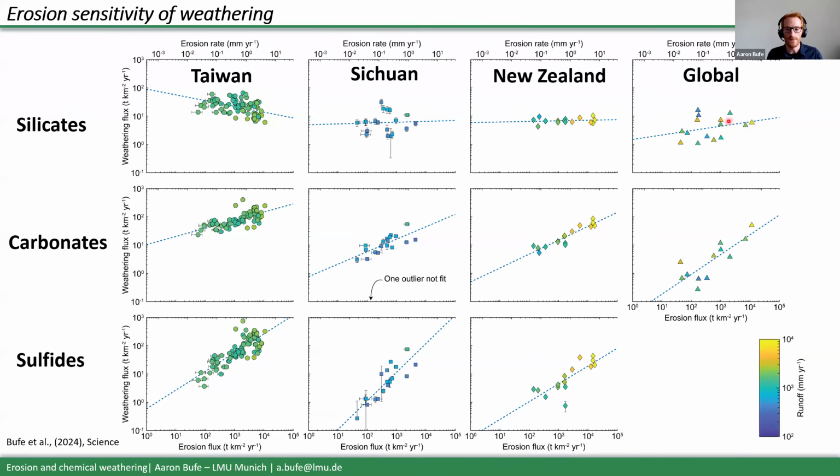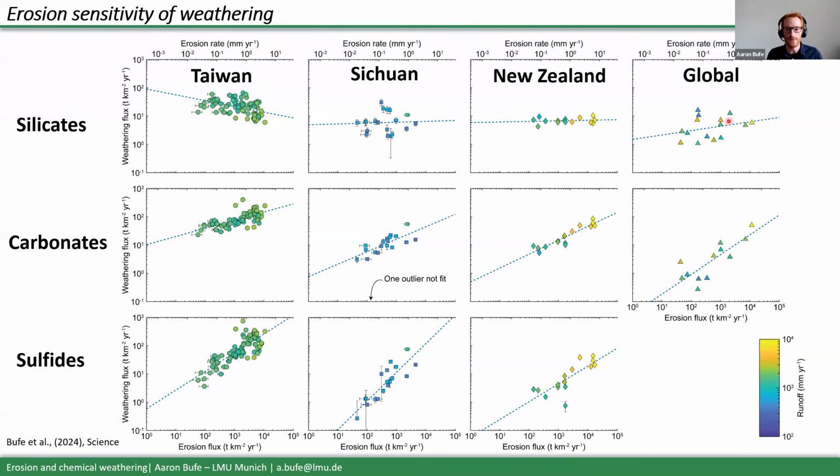And in general, we find similar patterns whereby silicate weathering is relatively insensitive to erosion across the erosion rates that we measure here. Carbonates have maybe an intermediate sensitivity, and sulfides have the highest sensitivity to erosion.